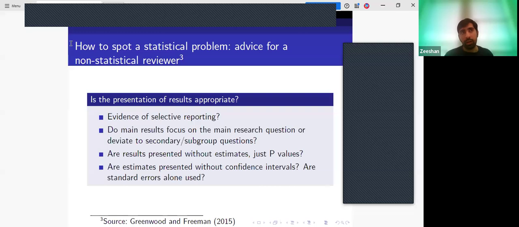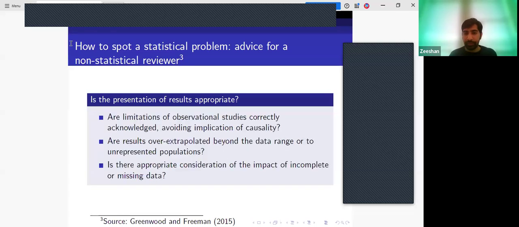But sometimes a journal demands you include both p-values and confidence intervals. So it all depends on where you're going to present your work. You should keep all those things in mind when you're going to report your results and when you're going to review your results in the results section. Are estimates presented without confidence intervals, or are standard errors alone used? Usually it's good practice to include both standard errors and confidence intervals instead of including just one thing.